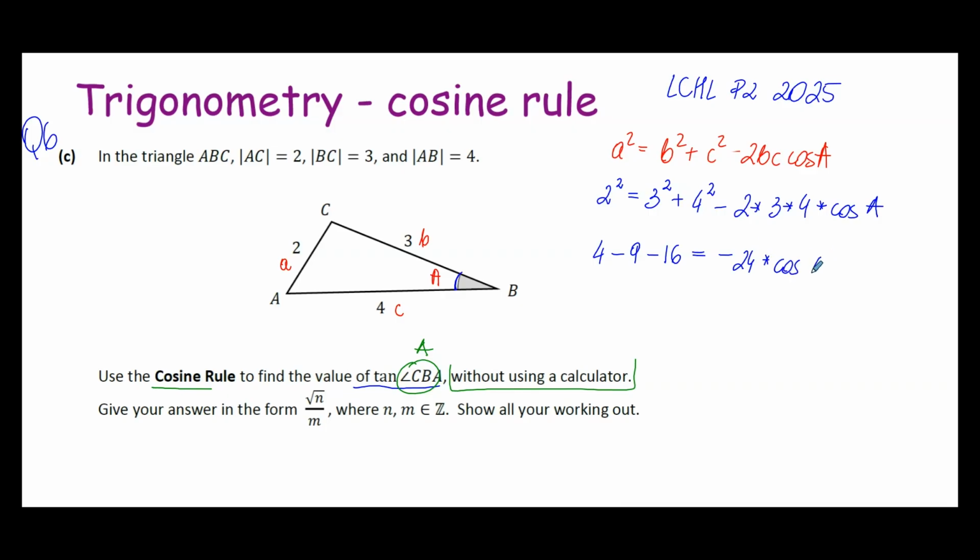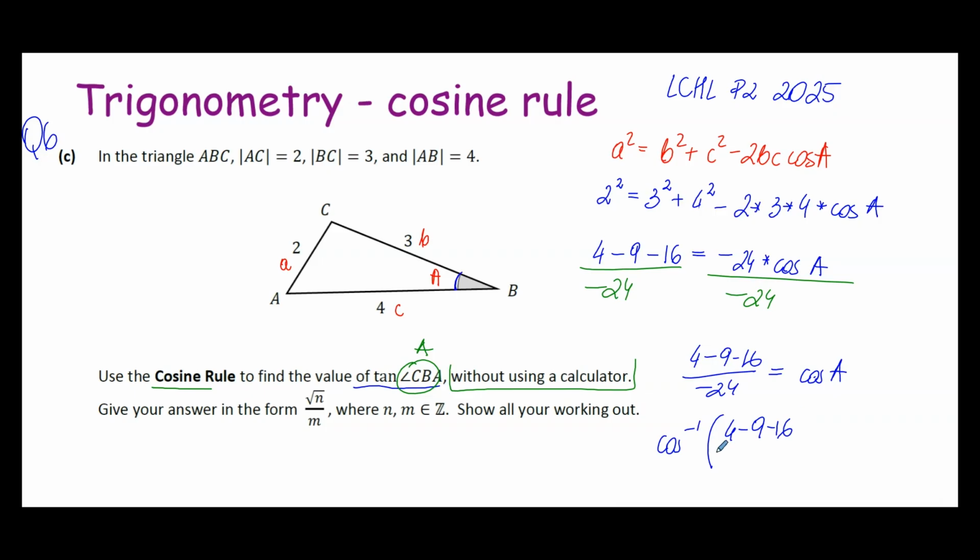What they are saying, without using a calculator, has to do with the tan. How do we find the tan? Because if I get to the very end, let's move 24 to the other side. How do we do that? Divide both sides by minus 24. So that means I have 4 minus 9 minus 16 divided by minus 24, and that equals cos of A. In order for me to find tan of A, I have to move the cos to the other side because I need to have my angle A.